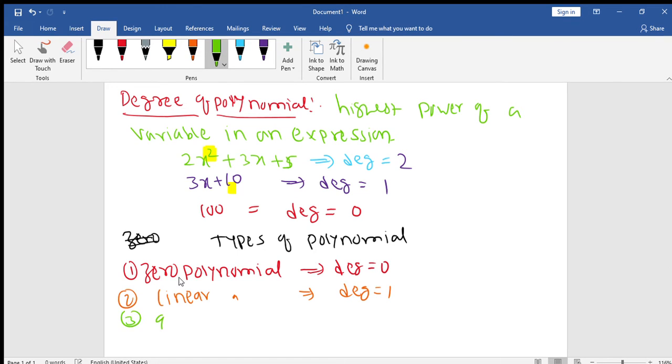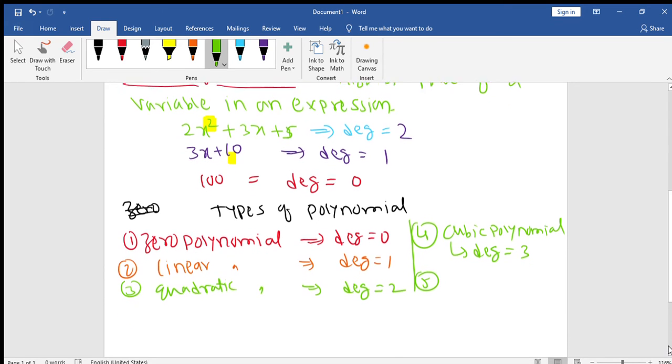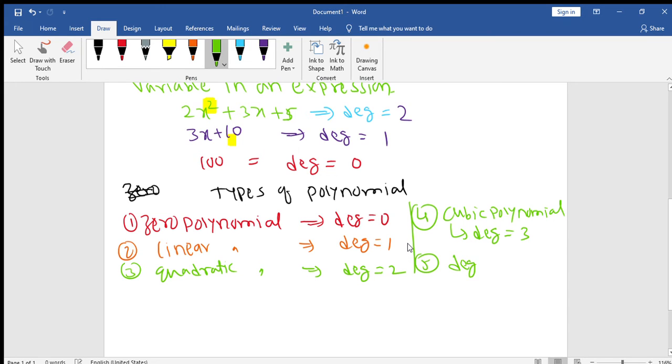Then we have a quadratic polynomial. What is the degree of a quadratic polynomial? 2. Then the fourth one, we have a cubic polynomial. Why is it called cubic polynomial? Because the degree of this cubic polynomial is 3. This much is there in the 10th standard, but even if any equation has degree 4, it is called a biquadratic polynomial.